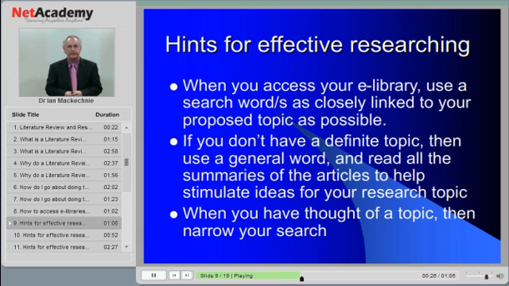So normally we start with a general search word. This is especially so if we are thinking in terms of what topic we are going to research. We might, for example, want to look at some area of human resource management. So we might put human resource management as our search word. And that will bring up, of course, thousands and thousands of articles. Moving through these articles will help stimulate our thinking, stimulate our ideas, and help us to narrow our research topic.